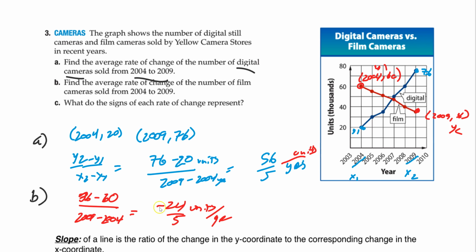And look at this one, it's a negative, right? So it's going down 24 every 5 years. So every 5 years we lose another 24,000 units sold. So that's what C is. I kind of answered right there. What does a sign change represent? Positive sign means you're going up, right? You're increasing units. A negative sign change means you're going down. You're decreasing in units. So that's what the sign represents in each change.